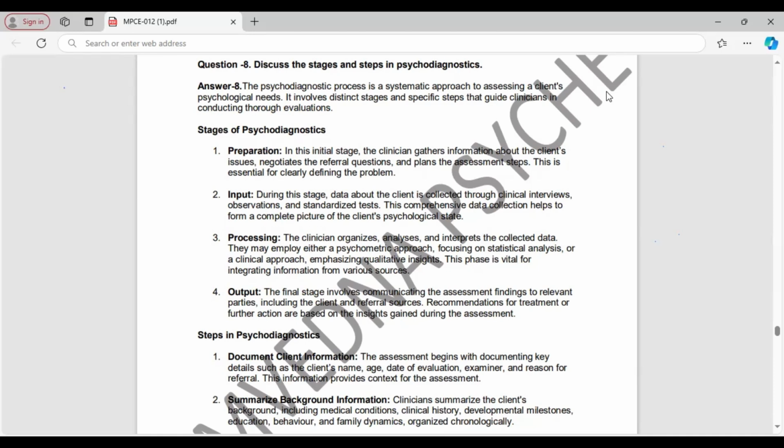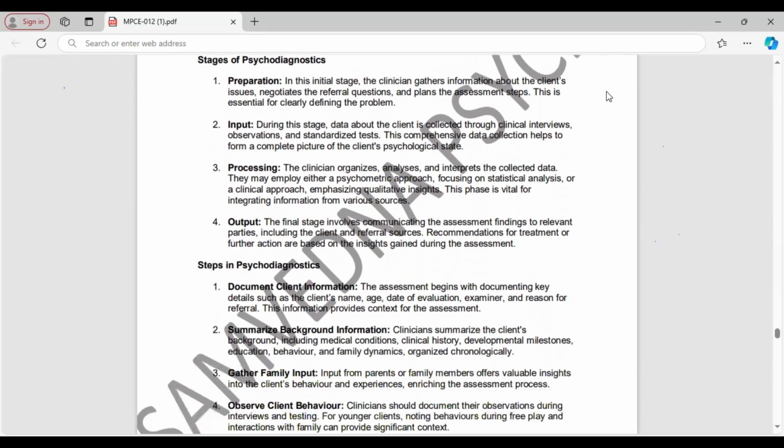Output is the final stage, which communicates assessment findings to relevant parties, including the client and referral sources, and provides recommendations for treatment or further action based on insights gained during the process.